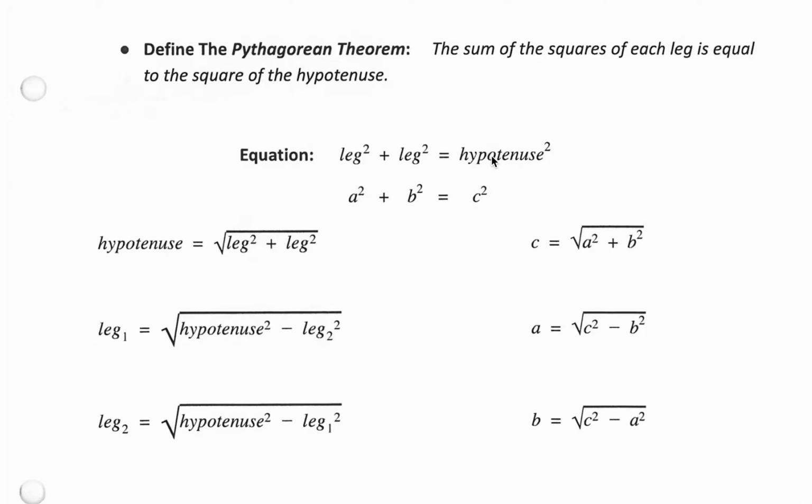If you wanted to solve for a leg, though, what you would have to do is subtract one of your legs from both sides, and then you would square root both sides. So here we can see that we got the hypotenuse squared minus a leg squared. Again, make sure that you square, or use your exponents, first before you subtract.